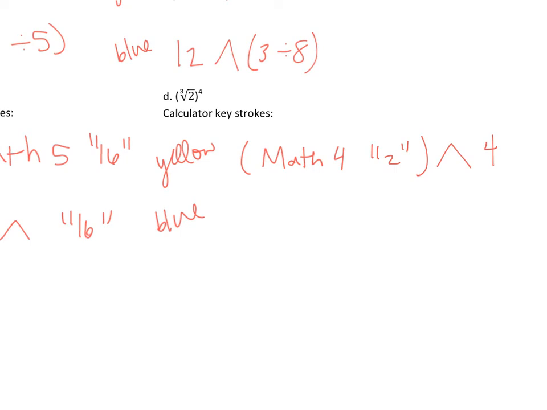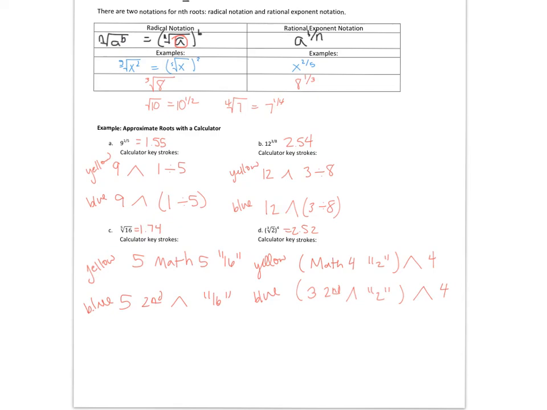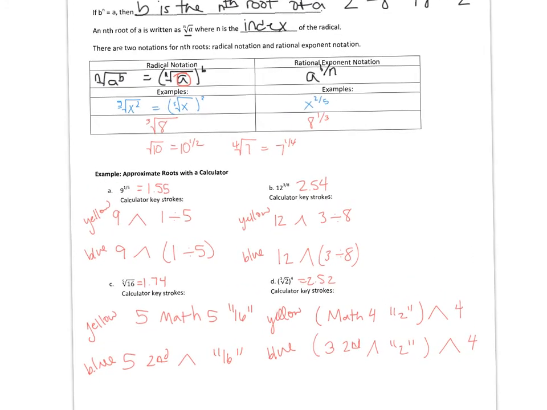On the blue calculator, you are going to do parentheses 3, second caret, 2, parentheses caret 4. And so you should get 2.52 rounded on that. So now you need to do your practice and make sure that you know how to use your calculator and how to convert between the two forms.